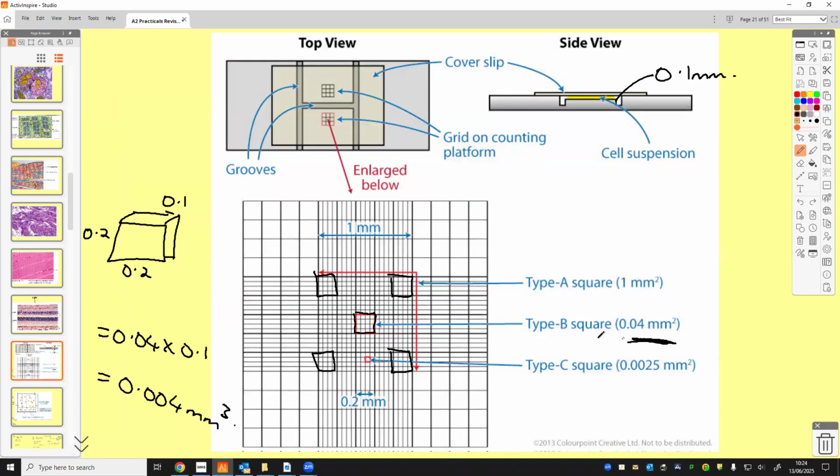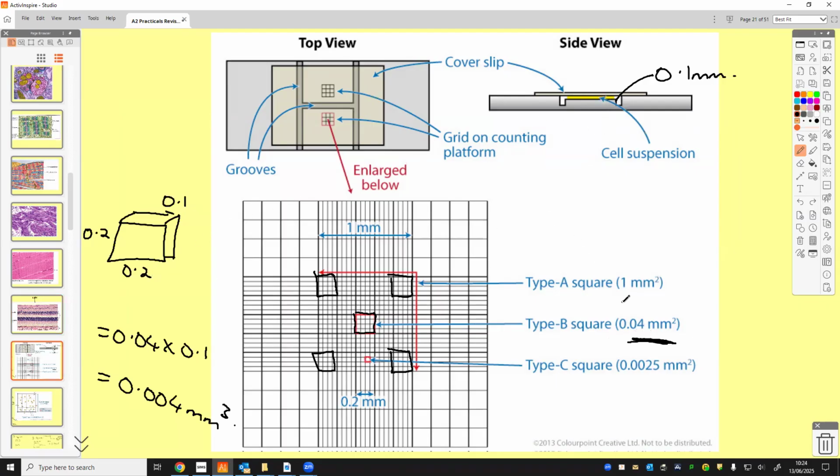Okay, we'll look at one of those in a second. What you need to remember is that a B square is 0.2 by 0.2 millimeters, so it's an area of 0.04 millimeters squared. There's a 0.1 millimeter gap, which they tend to tell you in questions as well, between the bottom of your cover slip and the top of your hemocytometer slide.